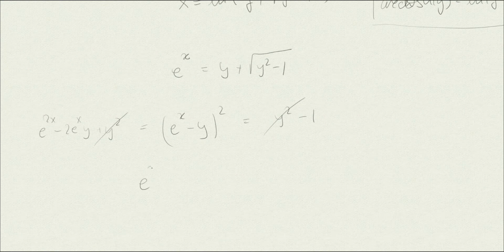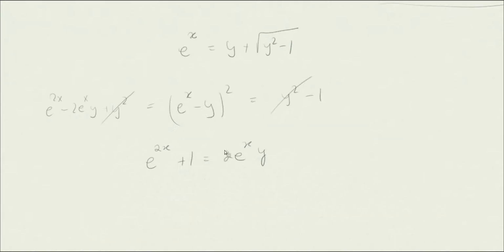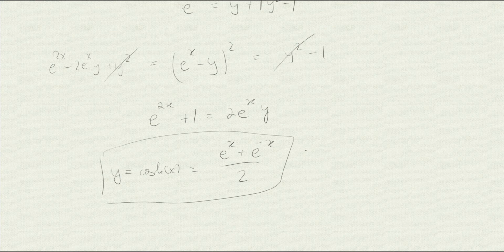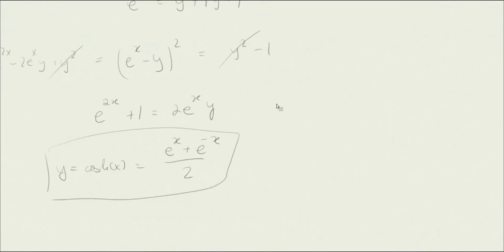So we have e to the power of 2x plus 1 equals twice e to the power of x times y. And finally what we get is that y, which is just the hyperbolic cosine of x, we need to divide by 2 e to the power of x. So it's going to be e to the power of x plus e to the power of minus x over 2. Wow. So from this geometric definition, we got the hyperbolic function.